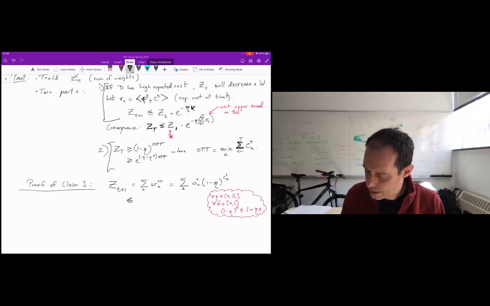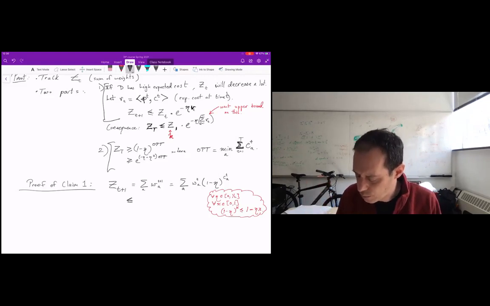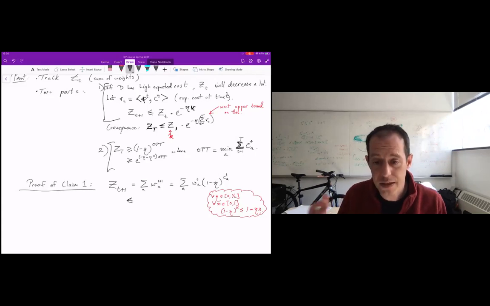But intuitively what's going on is when eta is very small, (1 minus eta) to the x is really equal to 1 minus eta x, or very close to it anyway. And that's because when eta is small, 1 minus eta is basically e to the minus eta.